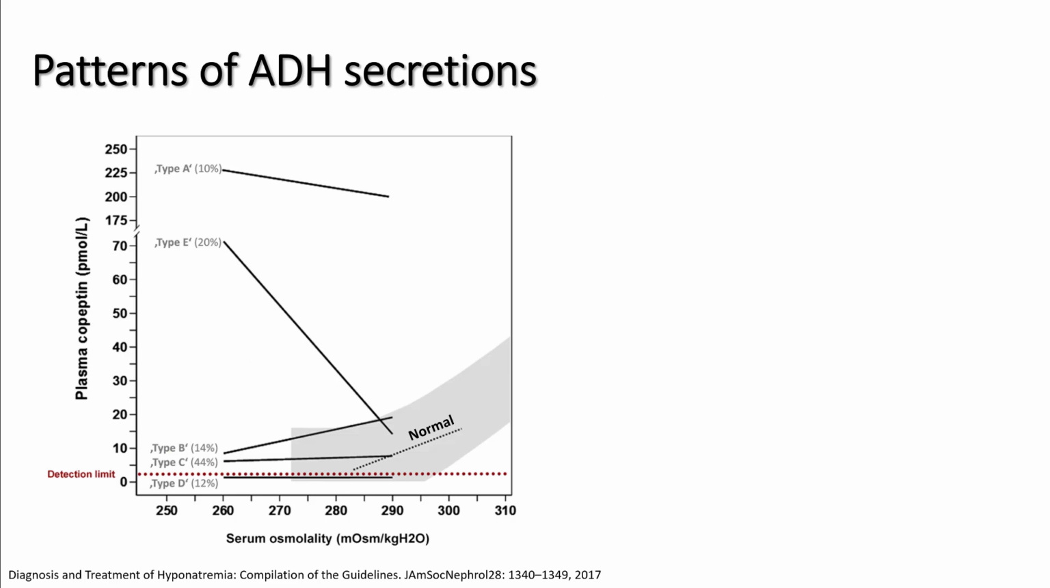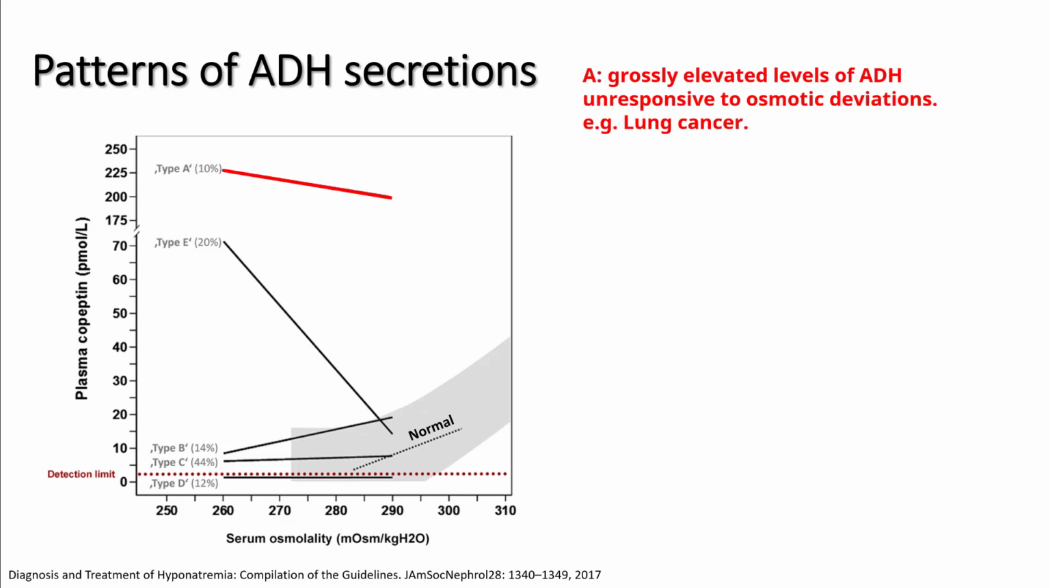So there are many patterns of ADH secretion, and let's discuss them because you will understand why SIAD is a more appropriate term than SIADH. The first type of ADH secretion is seen in patients with lung cancer, where there is a grossly elevated level of ADH which is unresponsive to osmotic deviations. If you look at the diagram on the left, the dotted line represents the normal ADH response. The second type is something called reset osmostat, where the osmotic threshold for ADH release is lowered. So you can see that the curve is now shifted towards the left.